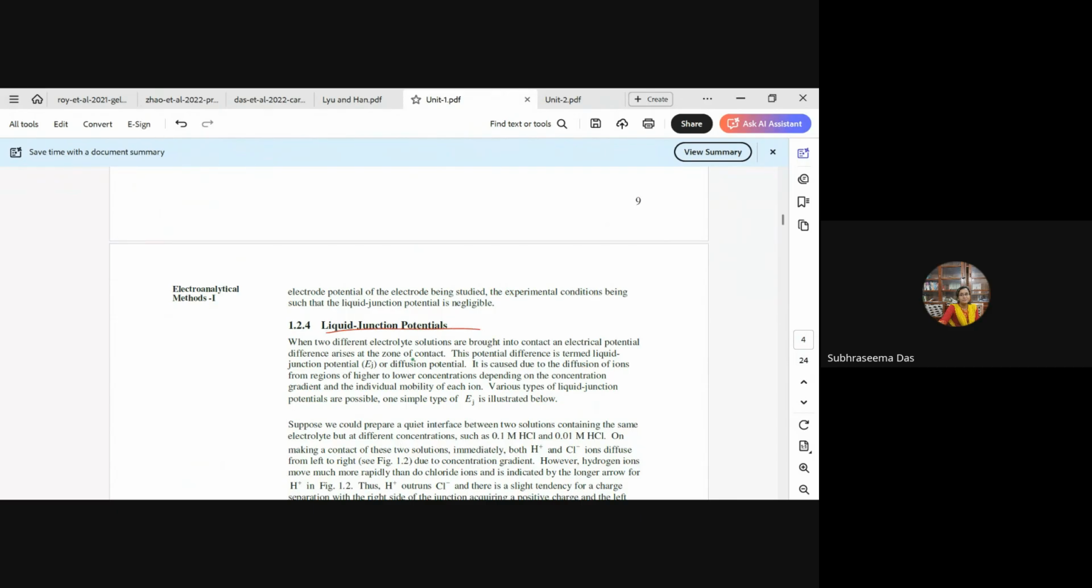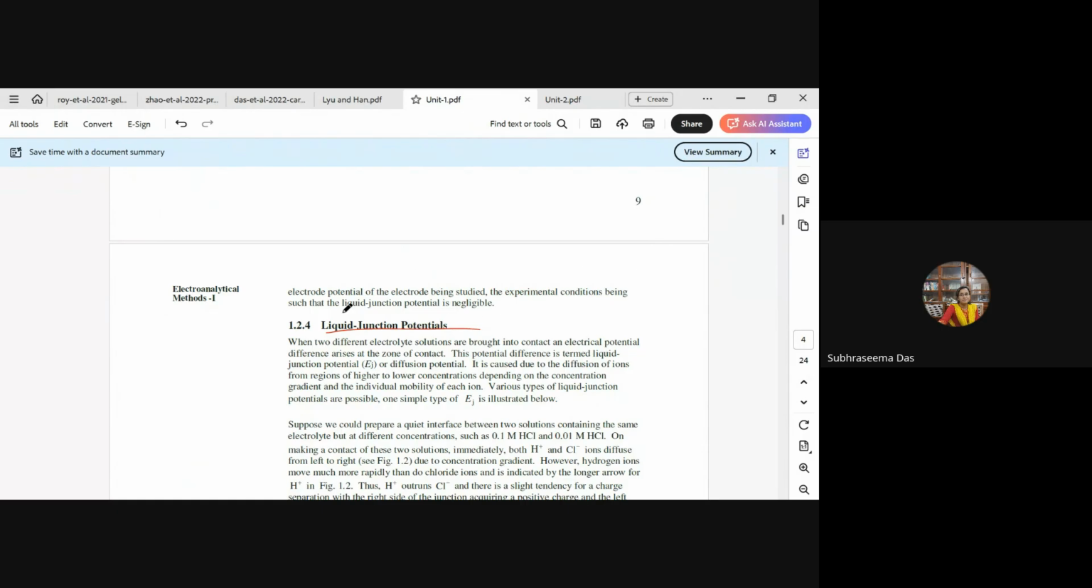So here in liquid junction potentials, why are they important? They are important because they help in maintaining the potential of the solution, and any disturbance that occurs during the measurement of the EMF is cancelled out by the liquid junction potential.